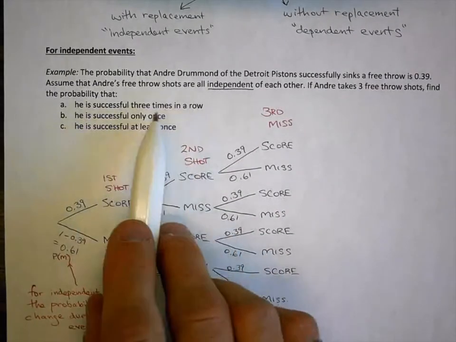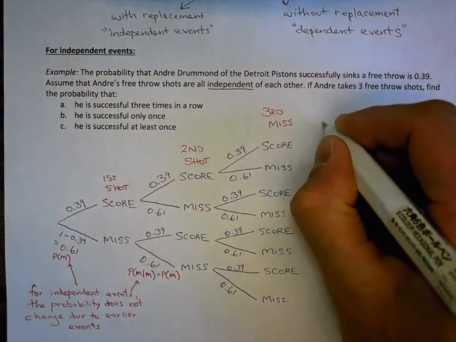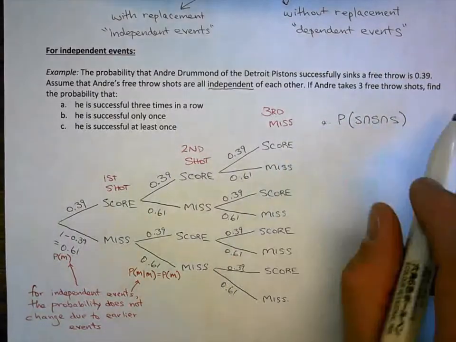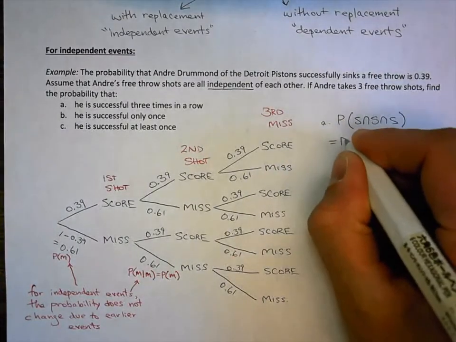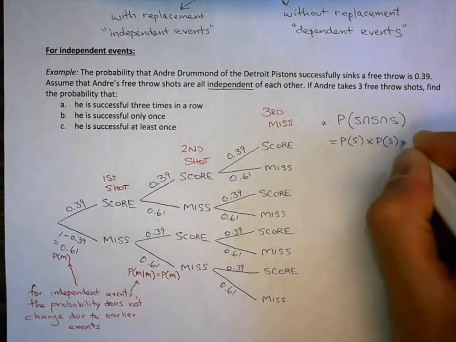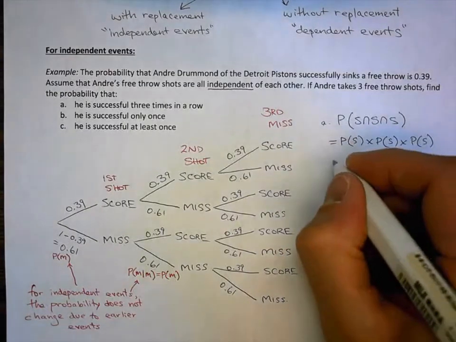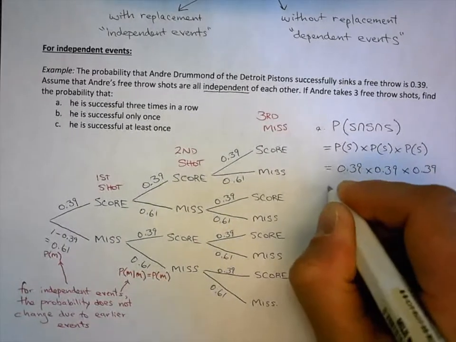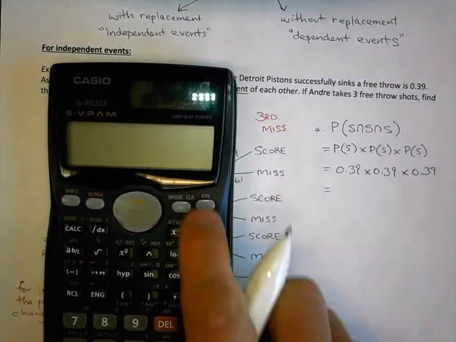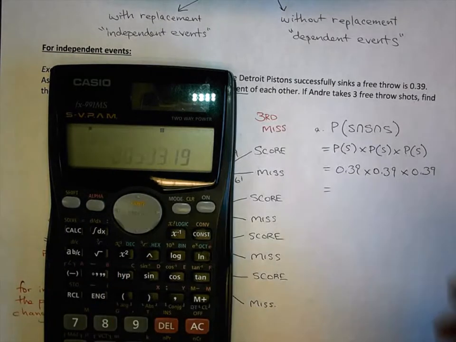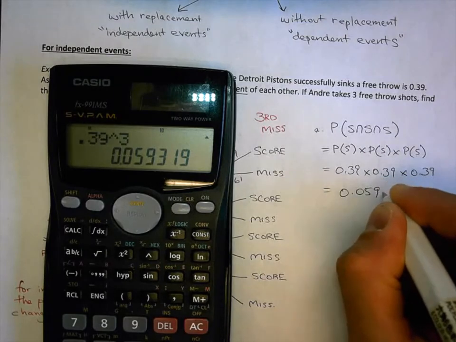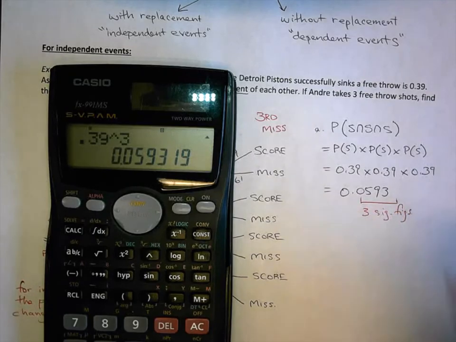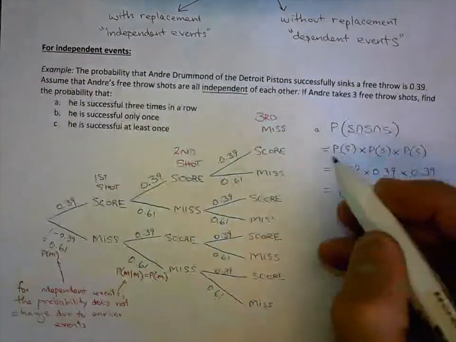So what's the probability that he is successful 3 times in a row? So the probability of a success, then a success, and then a success. Or score, rather. So that would be, based on our lesson about independent events, I would just multiply these 3 probabilities. 0.39 times 0.39 times 0.39. Or 0.39 to the power of 3, which gives me 0.0593. Remember, 3 significant figs. The leading 0 never counts. So 0 to the left never counts.